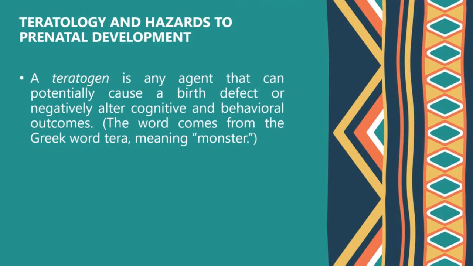Teratology and hazards to prenatal development. So let's define first what a teratogen is. A teratogen is any agent that can potentially cause a birth defect or negatively alter cognitive and behavioral outcomes. So it is important for pregnant women to know what possible teratogens can cause harm to the fetus to avoid any defects after giving birth, or in worst cases, to avoid fetal death inside the womb.